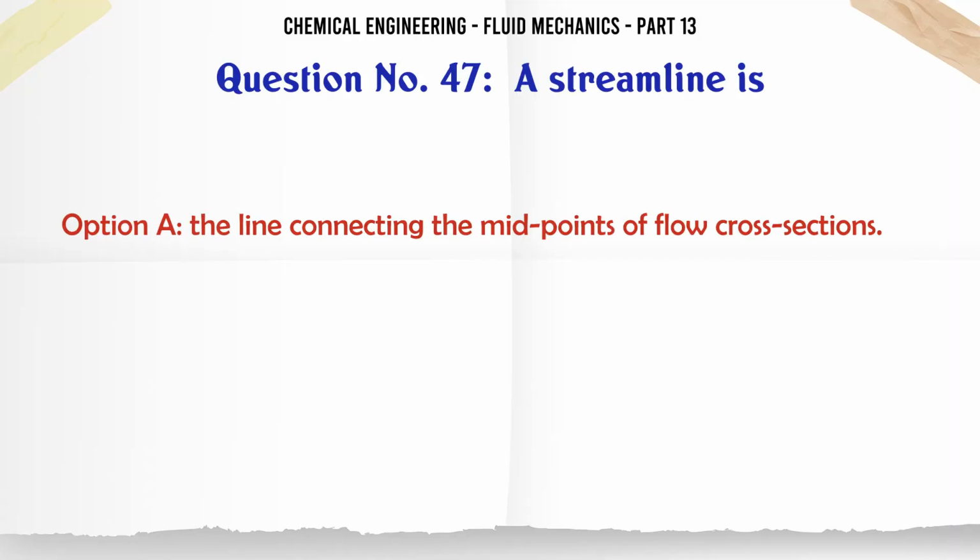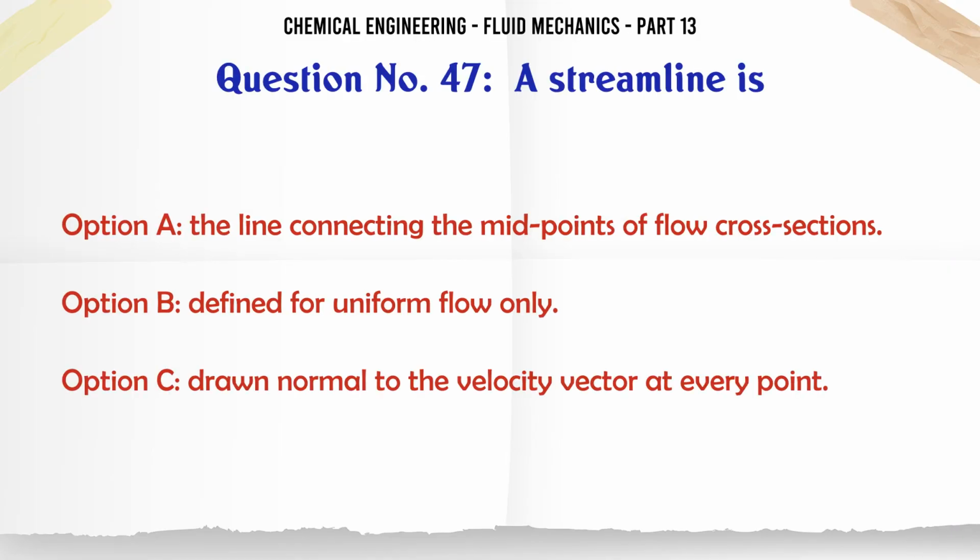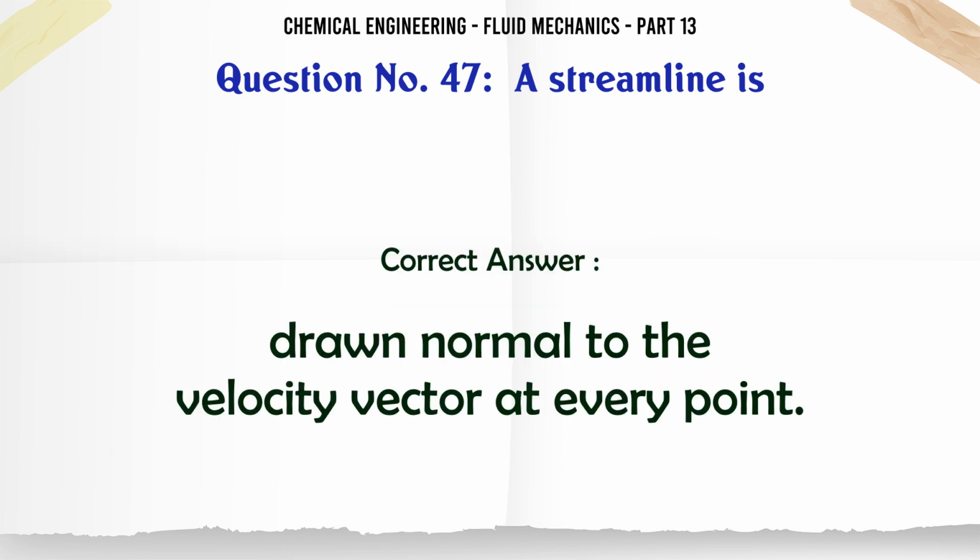A streamline is A. The line connecting the midpoints of flow cross-sections. B. Defined for uniform flow only. C. Drawing normal to the velocity vector at every point. D. Always the path of a particle. The correct answer is drawing normal to the velocity vector at every point.